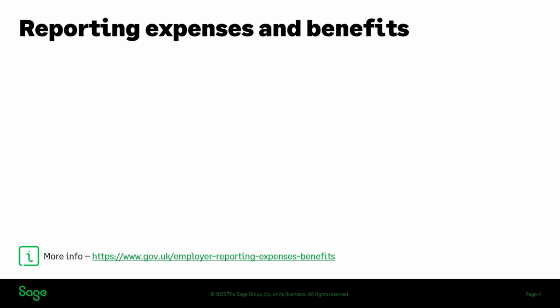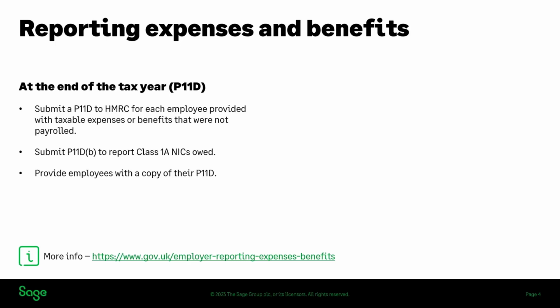So as an employer, if you provide taxable expenses and benefits, you do have certain reporting duties to inform HMRC of these arrangements. And unless you've registered to payroll your benefits, this will take place after the end of the tax year via the P11D process.